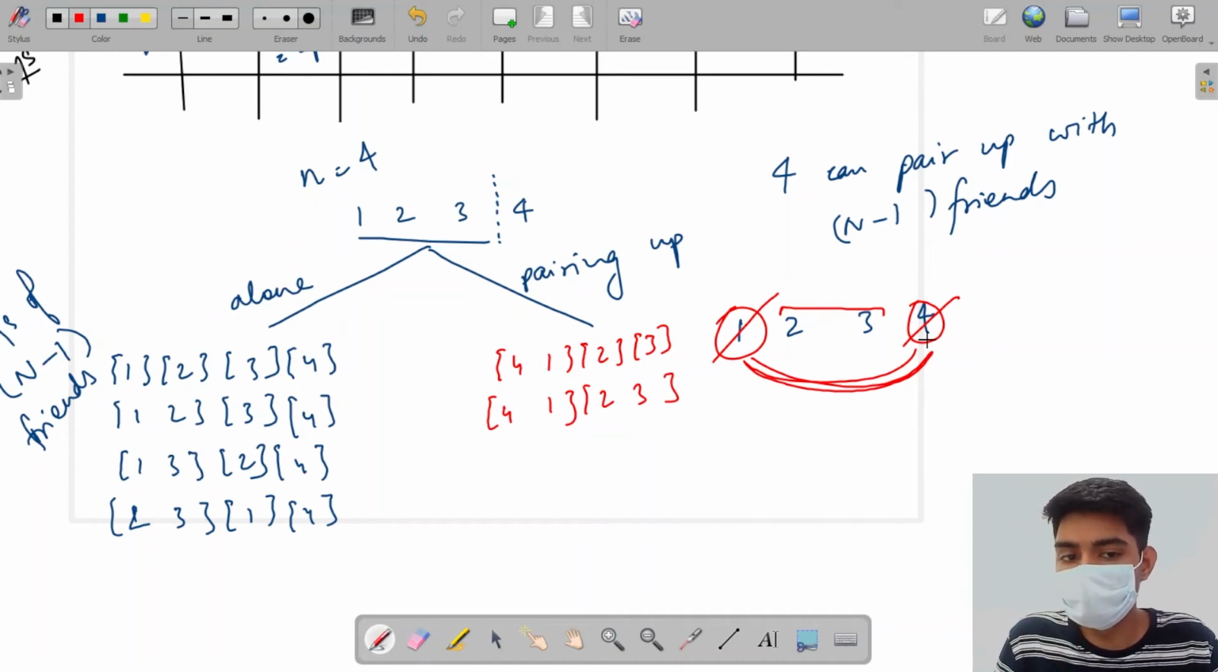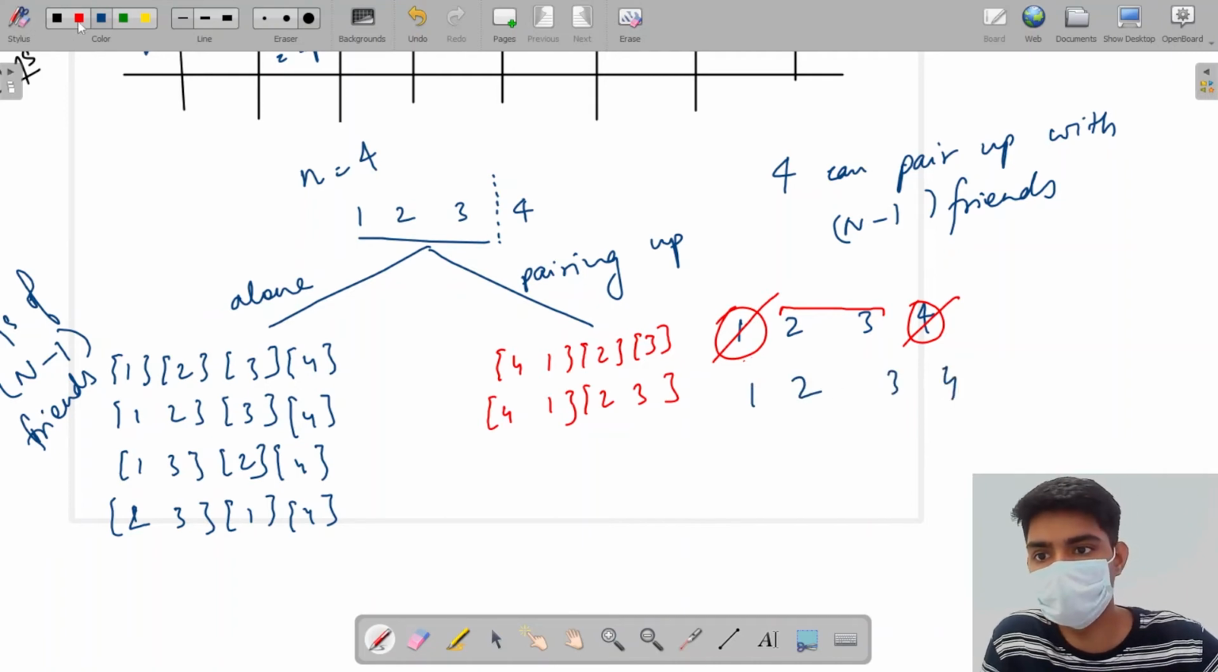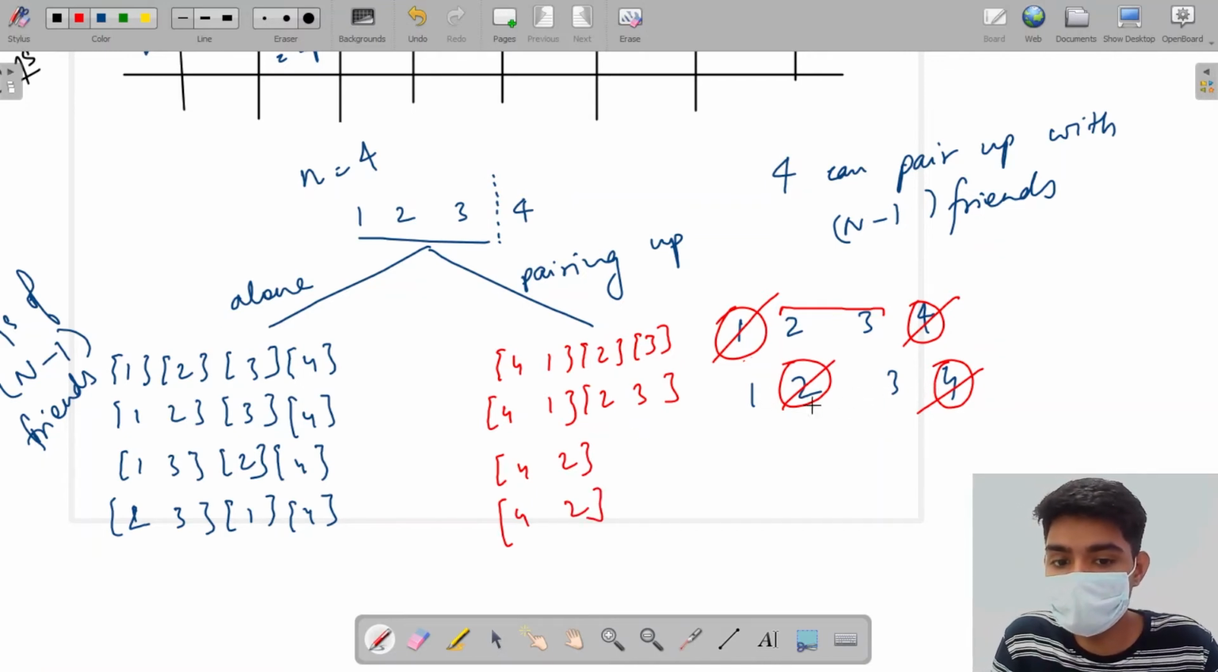Let's see this for if 4 is paired up with someone else. Okay, so we have 1, 2, 3, 4, and now 4 decides to pair up with 2, right? If 4 and 2 are paired up, we would have 4 and 2 here, and since 4 and 2 are paired up, we have 1 and 3 left, right?